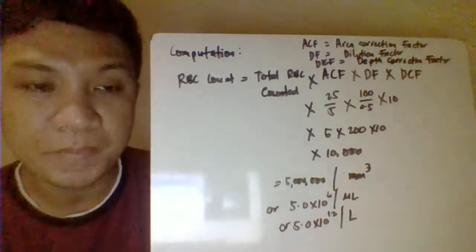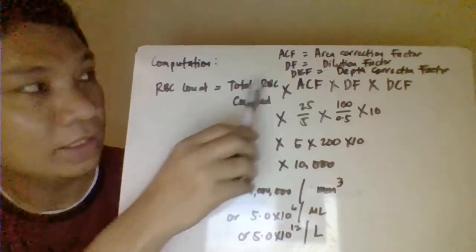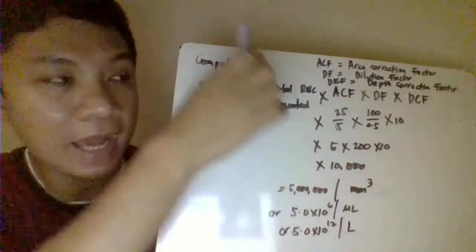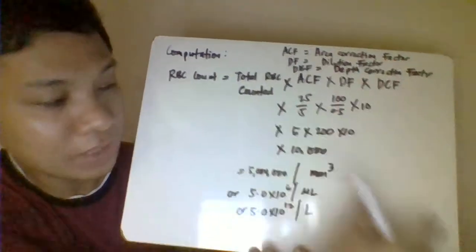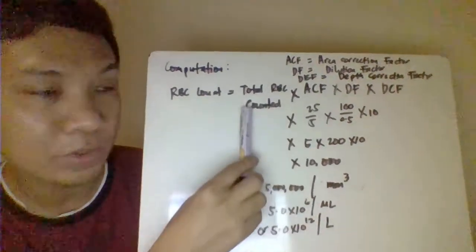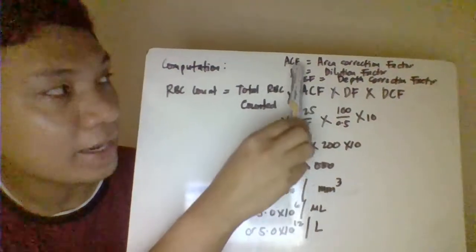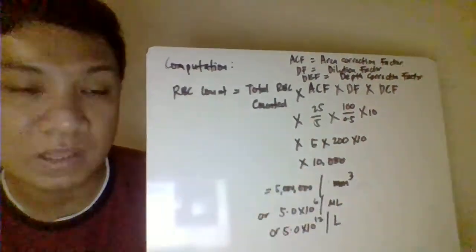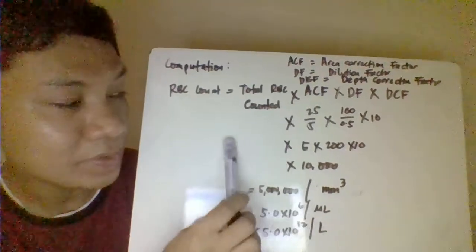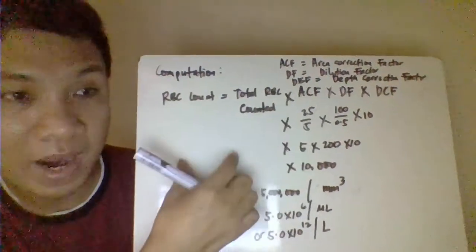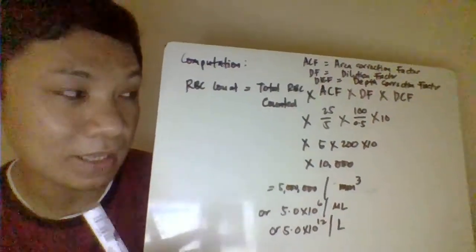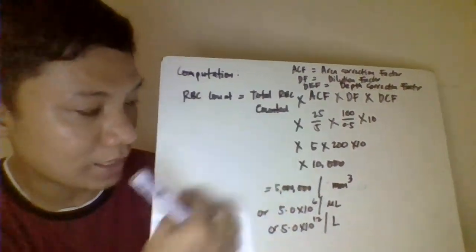Okay, then we have here the computation for the RBC count. So, number 1, we have here the total RBC counted. I-count mo lahat, total mo lahat dito na count mo, to become your total RBC counted. Multiply by your area correction factor. Our area correction factor here is 25 over 5. Bakit 25 over 5? Kasi 25 ang squares ng ating central na square. So, kaso nga lang 5. Out of 25, 5 lang ang kinount natin. Parang 5. Isa dito, gitna, saka doon.